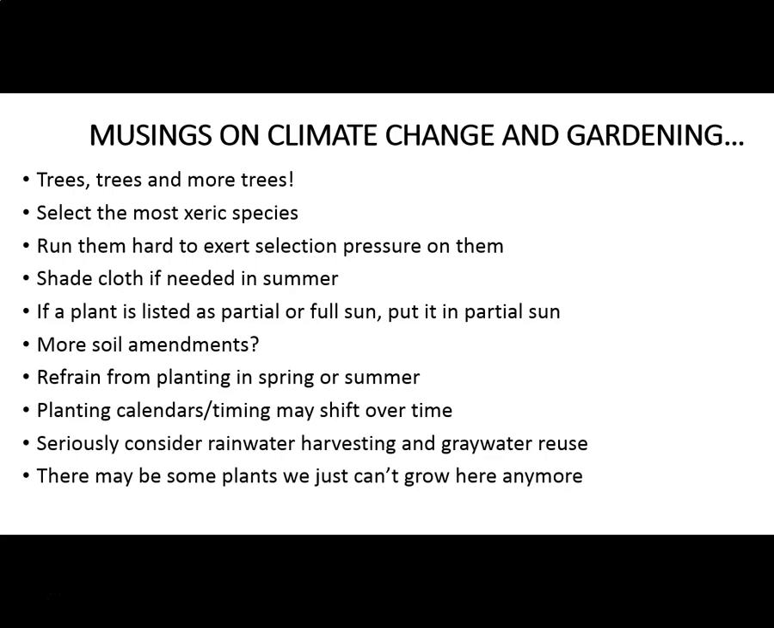Also, refraining from planting in spring or summer is probably going to become more and more important. There's much more plant loss when you put in plants at those times. It may become just really a difficult feat to do. And this is related: planting calendars may shift over time. We may find that September just becomes off the table as far as fall planting. Maybe it has to go further into the fall. We may see some of the vegetable planting calendars have to shift. Some of our traditional summer crops, such as corn or squash, may have to be grown more in the springtime. So there's things like that to consider.